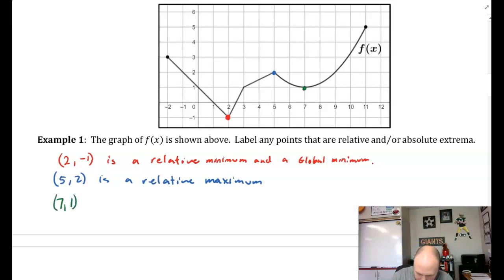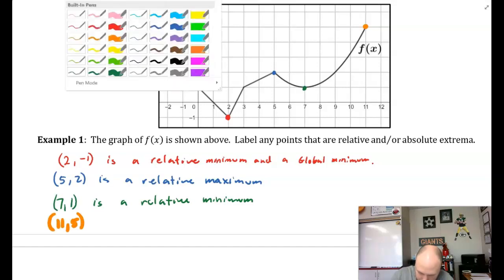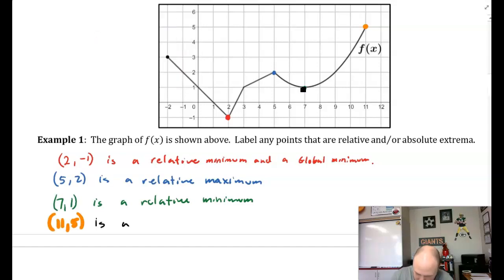(7, 1) is a relative minimum, again because it is lower than all of the other points around it. As well, we have our last point over here, and that is (11, 5). (11, 5) is a global max, a global maximum. So those are just some of the relative mins and maximums.